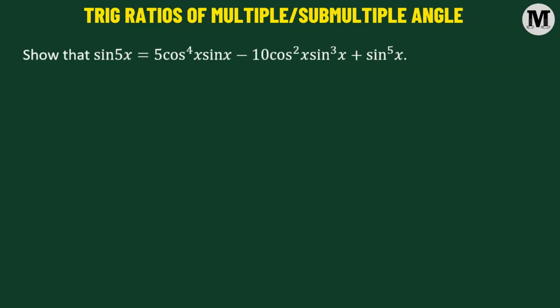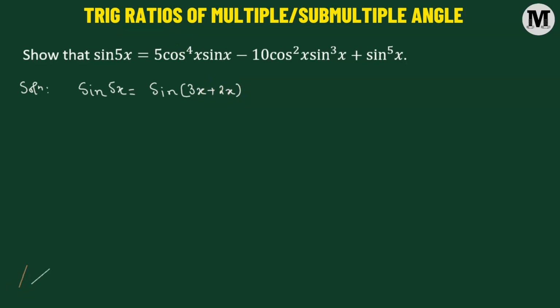So in this problem, we need to verify that sine of 5x is given by the following trig expression. Let us begin. We will start our problem from the left hand side. We will consider sine of 5x. However, we're going to break down 5x into two parts such that we have sine of 3x plus 2x.